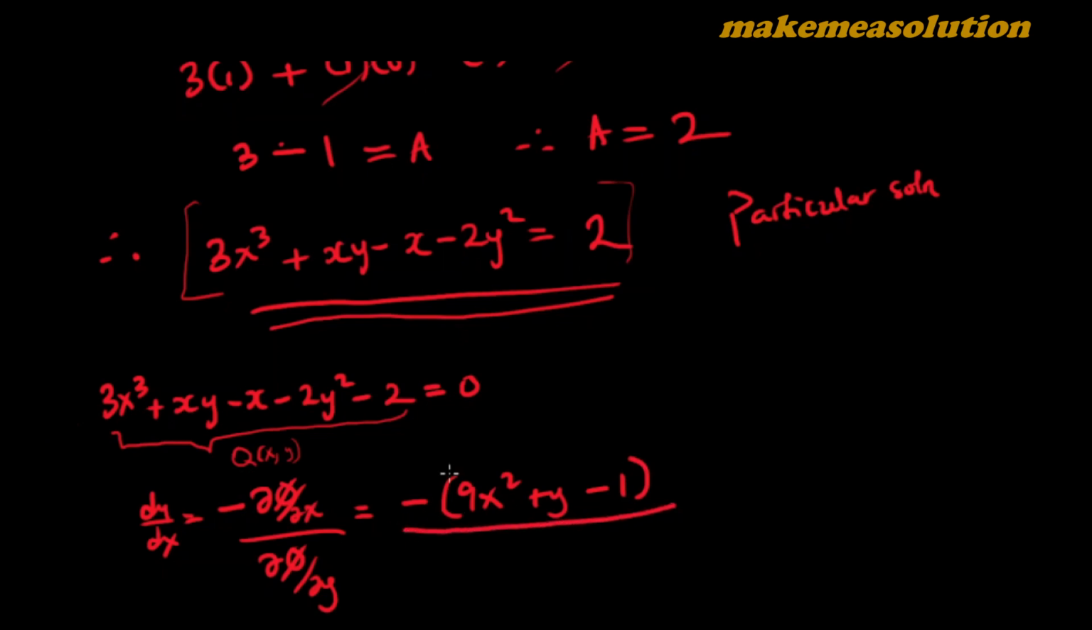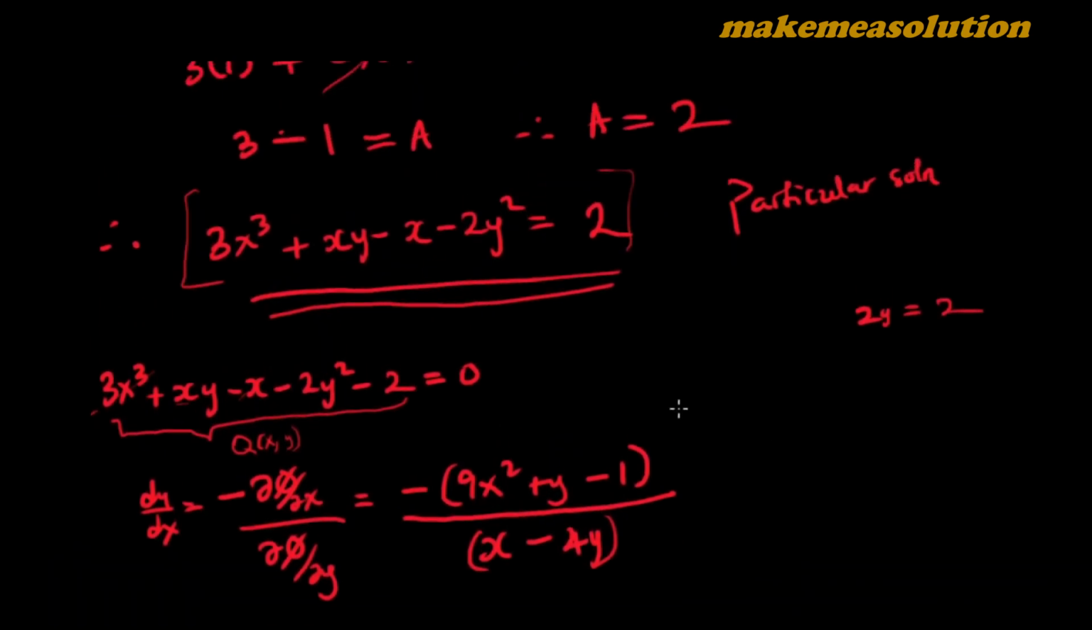So divided by, now I want to differentiate it partially with respect to y. If you differentiate it partially with respect to y, what are you going to get? This one cancels out since it's a constant. When you differentiate xy with respect to y, x is a constant, so you get x. It's just like differentiating 2y and you get 2. If you differentiate minus x, it cancels out since it's a constant. When you differentiate minus 2y squared, you get minus 4y. Is that okay? When you differentiate minus 2, you get 0, since it's a constant.